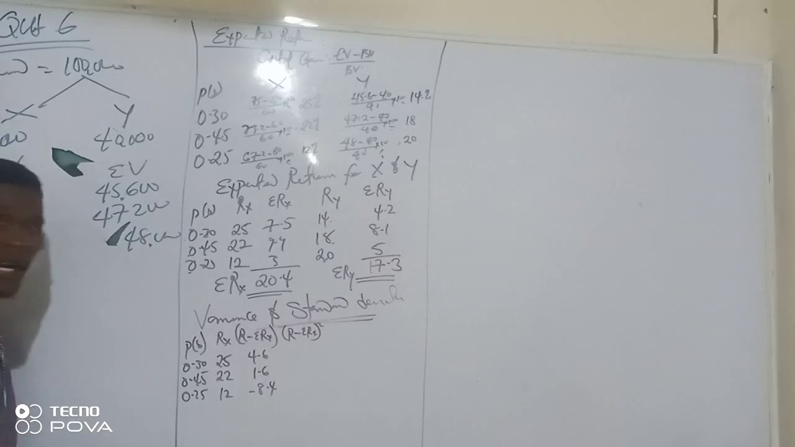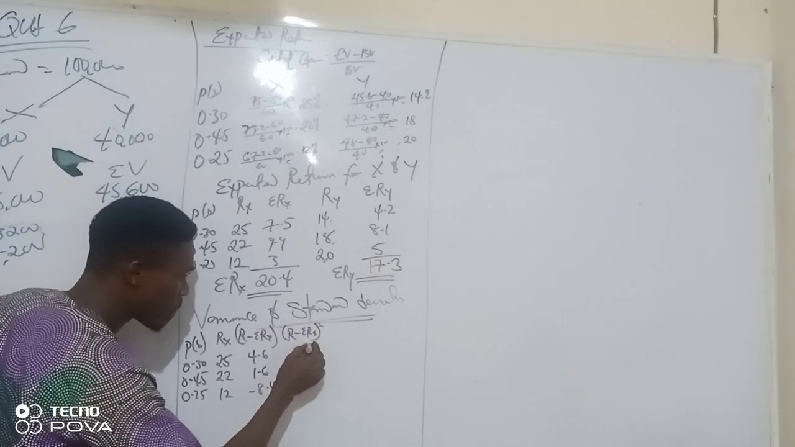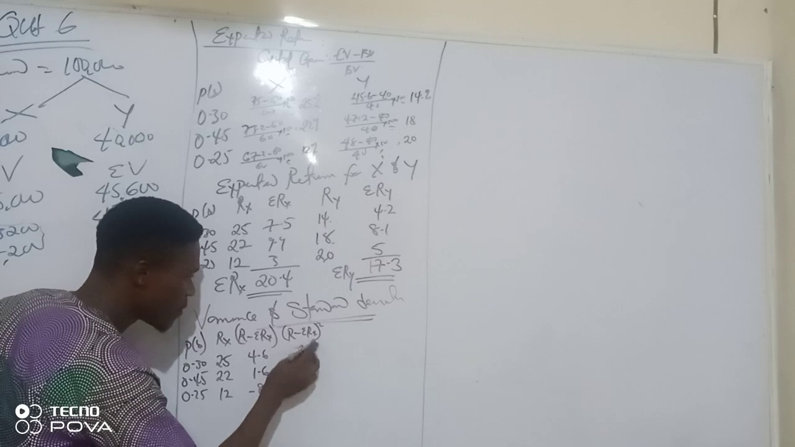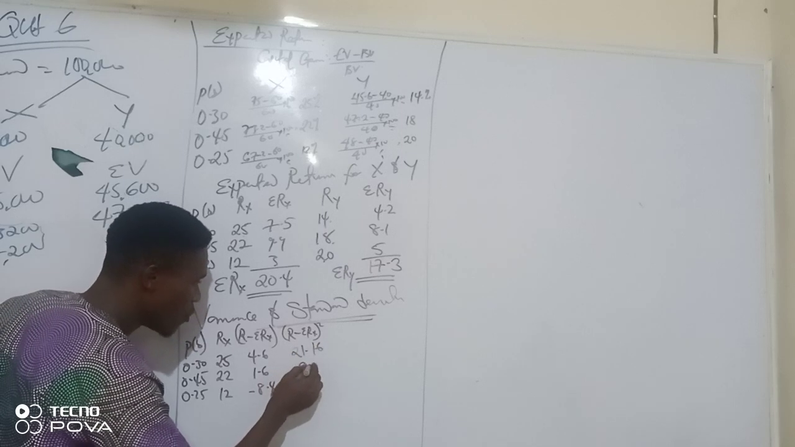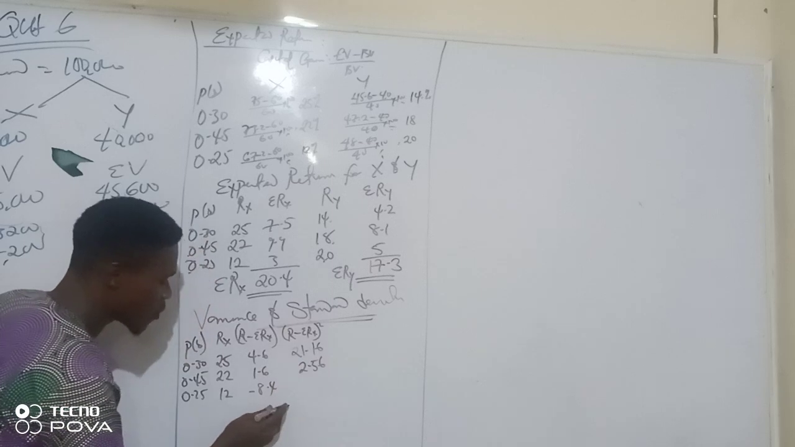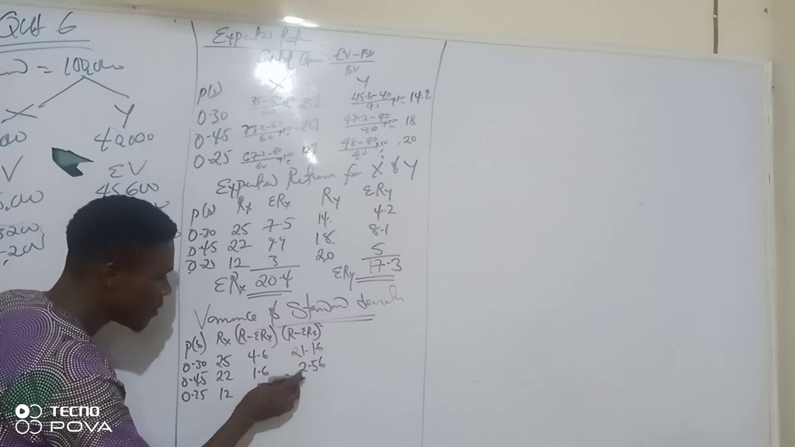Now the square: the first one is 21.16, then 2.56, and the last one is 70.56.